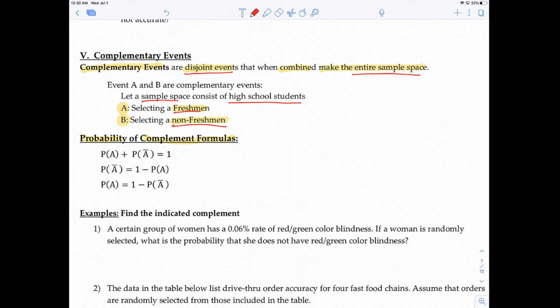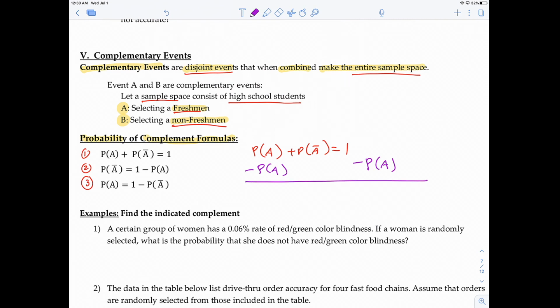Okay, and then the formulas: we have three formulas, which are the same exact formula, just written differently. For example, with this one, if we want to write it like that, all that happened there was we subtracted the P of A over. In algebra, if we subtract on one side, we have to do it on the other side. So that cancels out, and we get P of A complement is equal to 1 minus P of A. Again, these three formulas are all the same, just written differently.